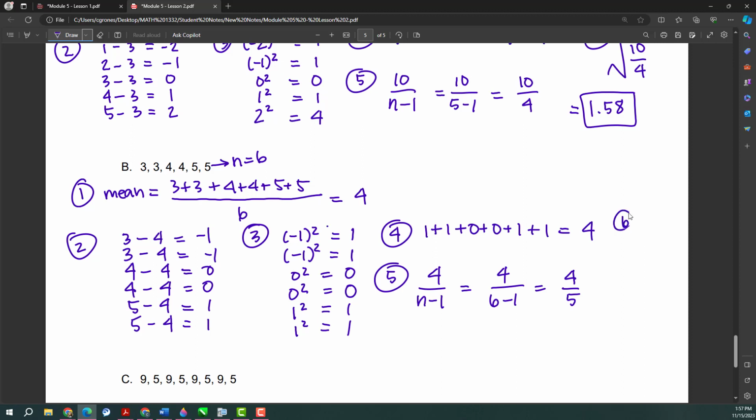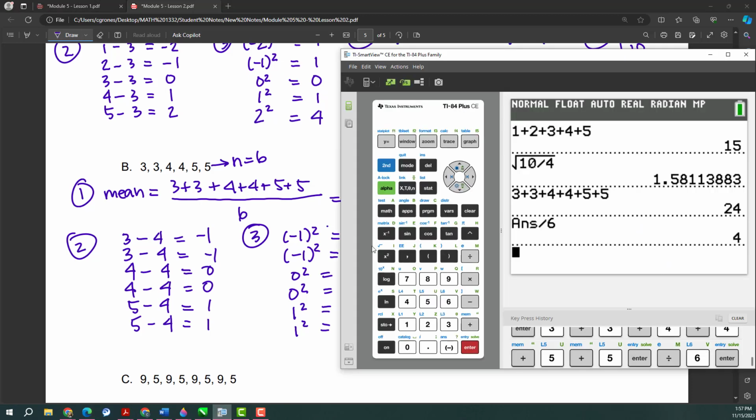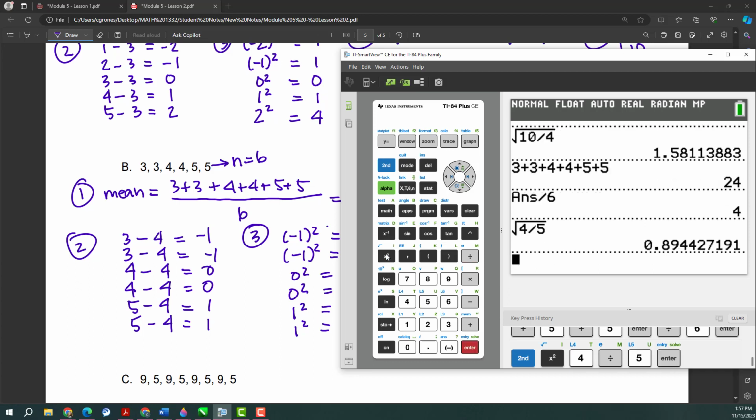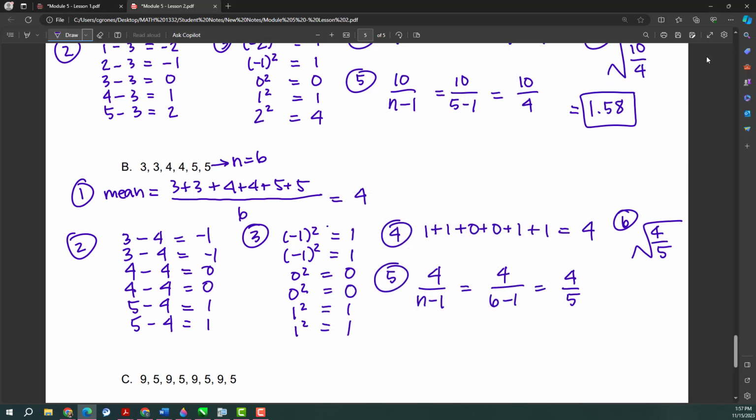And then step 6, we are going to find the square root of our answer from step 5, so 4/5. Remember, second, and then this x squared button. 4/5 gives us 0.894. So it would just be 0.89 if you're doing 2 decimal places.